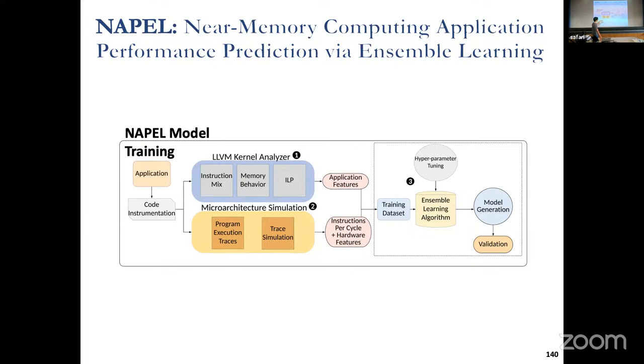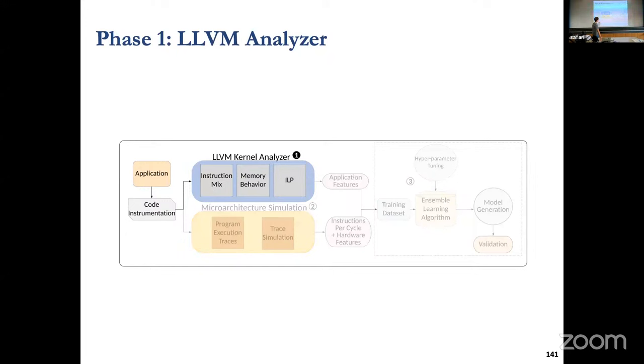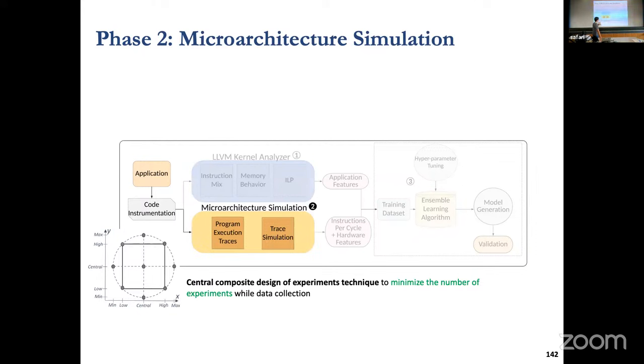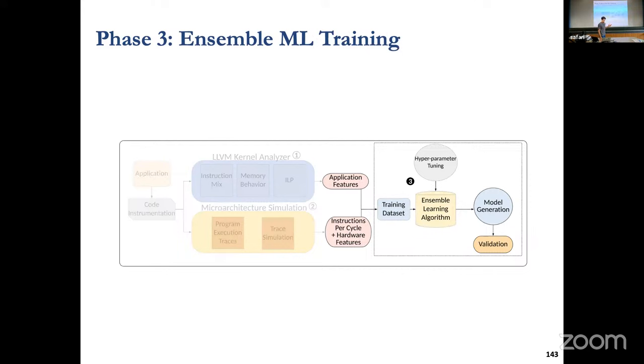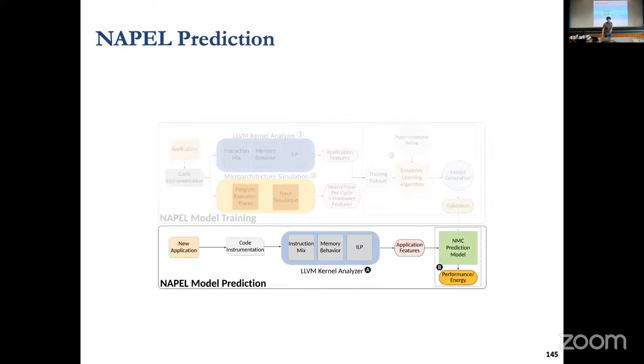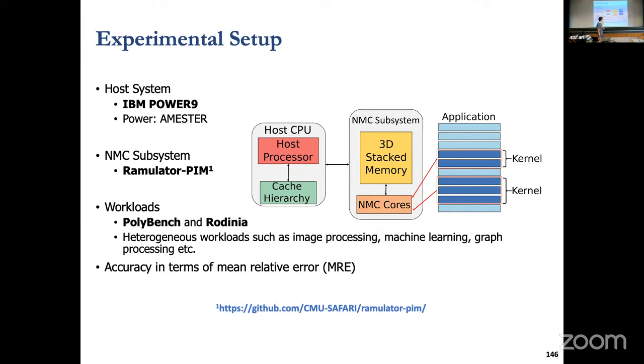The key idea is to first train an ensemble learning model that makes use of application features and also hardware features coming from a compiler-based, LLVM-based analysis, and also information about the architecture itself, even if it's simulated. Based on that information about the application and the potential PIM system, the ensemble learning algorithm is trained, and then it can be used for prediction just with information from the new application. So even for an application that has not been implemented for a specific PIM system, we could obtain information from its baseline code, like the instruction mix, the type of memory accesses, the memory access patterns, or the instruction level parallelism that the application may have. And based on that, use the NAPEL model for the performance prediction.